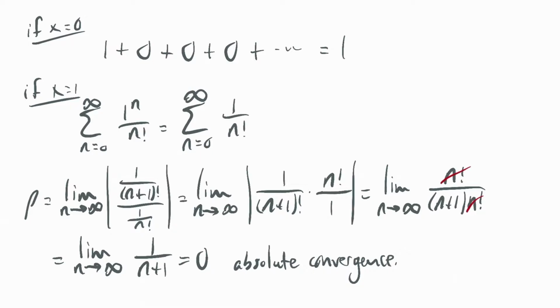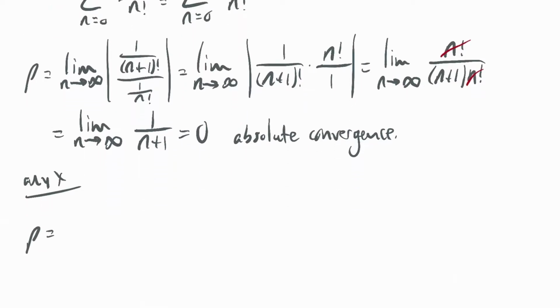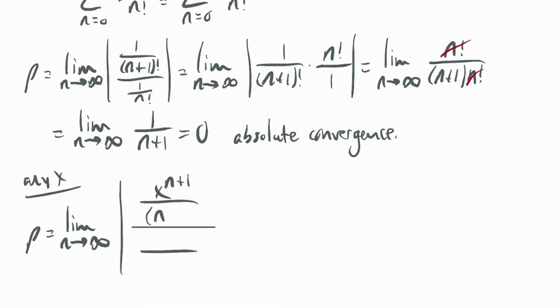What if x is 2 or 3 or 10? Well, let's just do this for any x. So we'll leave x as a variable. So rho equals the limit as n goes to infinity of the absolute value of, well, we're going to have a big fraction: x to the n plus 1 power on top over n plus 1 factorial, and on the bottom, x to the n over n factorial. In this case, we have to keep the absolute value bars because x could be negative. x might be -1 or -2 or whatever.